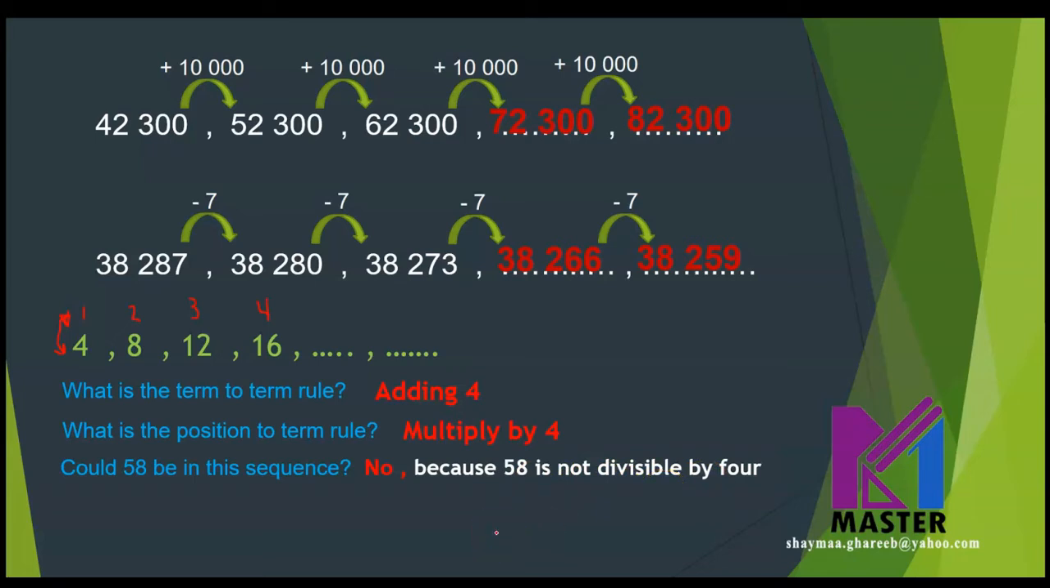Okay? Is this clear? What is the 70th term in this sequence? Am I going to count on by 4 70 times? No, I know the position-to-term rule, which means multiply the position by 4. If you multiply the position by 4, you will get the term. So the position here is 70. If I multiply 70 by 4, I will get the 70th term in this sequence, which is 280.